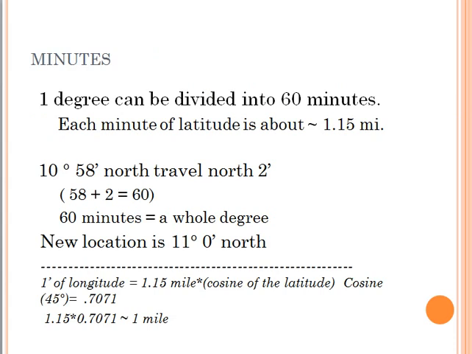69 miles is a pretty long distance if I want to try to pinpoint location. And so we have to divide degrees into smaller angles, and those are called minutes. So 1 degree can be divided into 60 smaller sections, or 60 minutes. And so 1 minute of latitude is about a mile. So now I could find something if I locate it by minutes of latitude and longitude. I can get a lot closer.